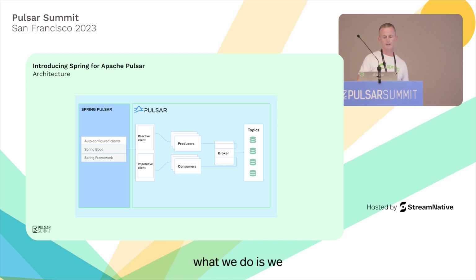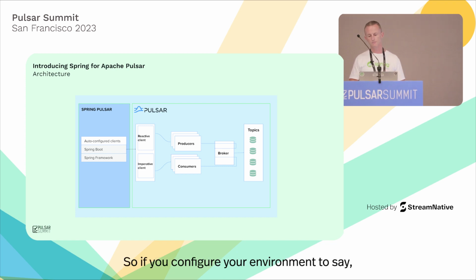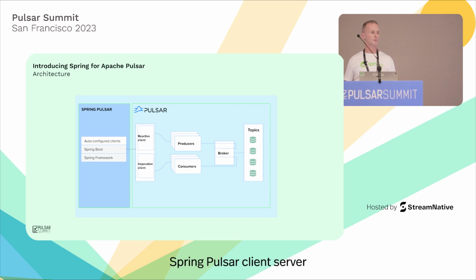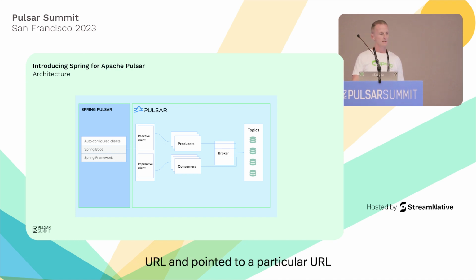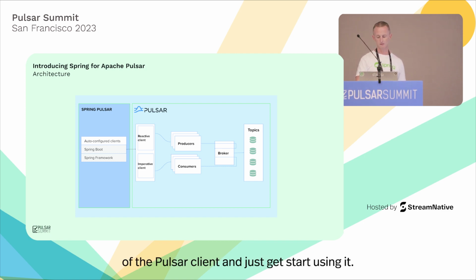What we do is auto-configure that regular client and the reactive client using Spring Boot. If you configure your environment with the Spring Pulsar client service URL, point it to a particular URL, and set other properties on it, when you go to write your app, you can just inject that instance of the Pulsar client and start using it.